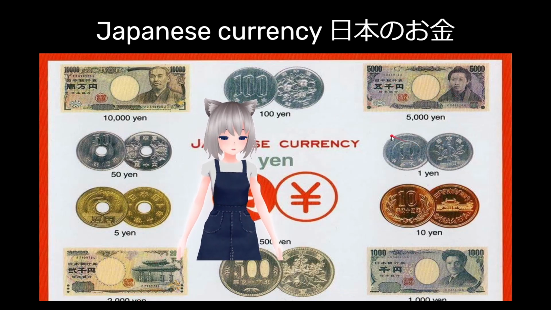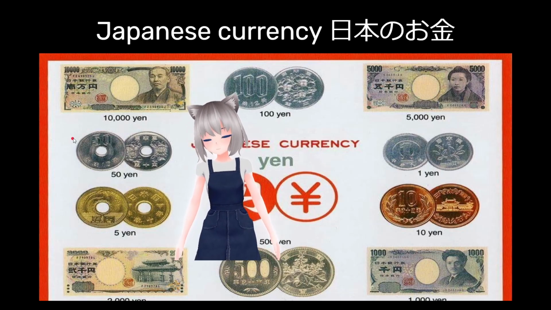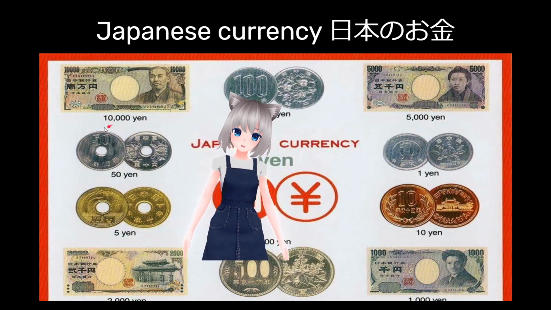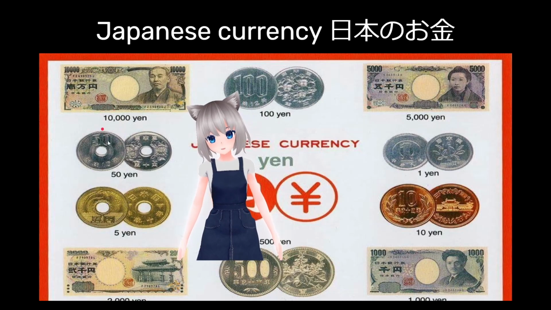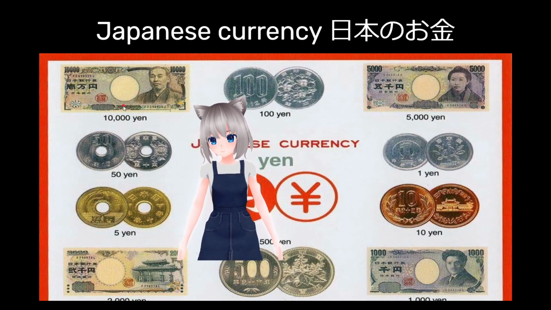5000 yen, and the biggest one is 10,000 yen. This is the only one that has ichi, 1, in front of it, unlike 100, which doesn't have ichi. 10,000 is ichi-man, so just be careful with this one.